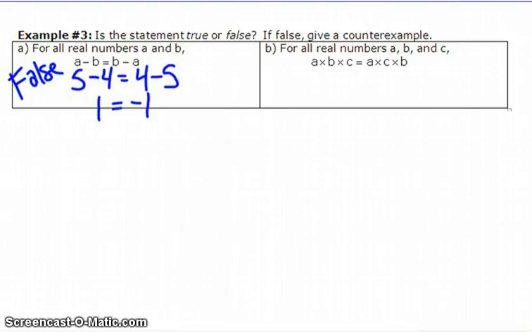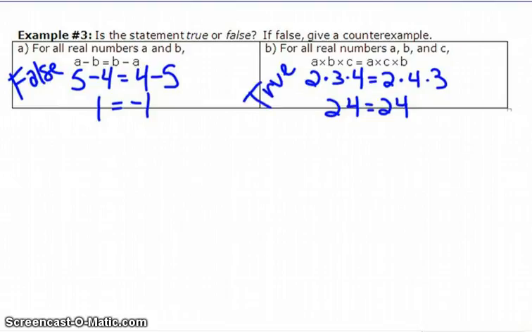For B, if I'm not sure if it's true or false, I can try an example. Let's do 2 times 3 times 4 and see if it's the same as 2 times 4 times 3. Well, this is 6 times 4, which is 24. This is 8 times 3, which is 24. So this is true. And if you notice, all we did is change the order. So this would be the commutative property of multiplication. So this was your lesson over 1.4, properties of real numbers.